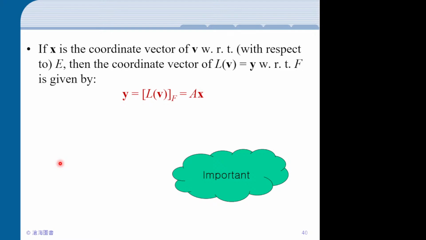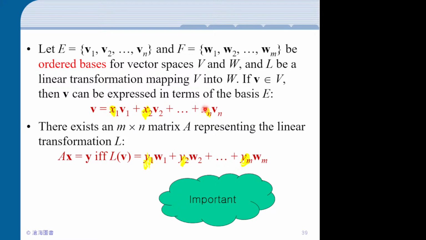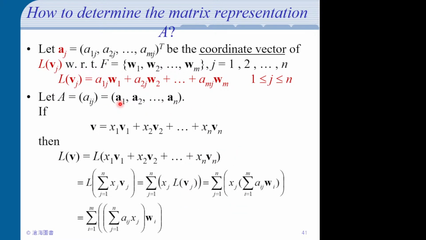Yeah, as we said, the coordinate of LV is equal to Ax. Once we have this, how do we determine A? It is just like before. The x1 to xn and y1 to yn are basically vectors in Rn, and so how we find A is the same.